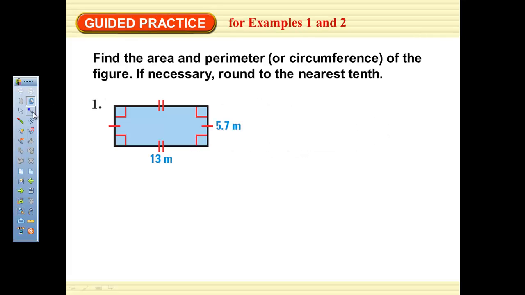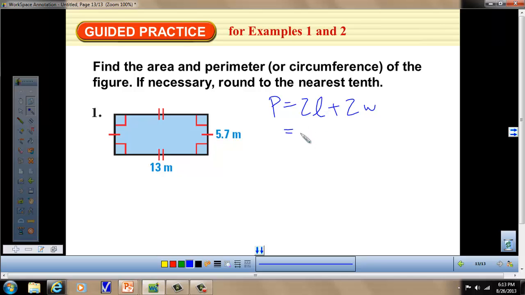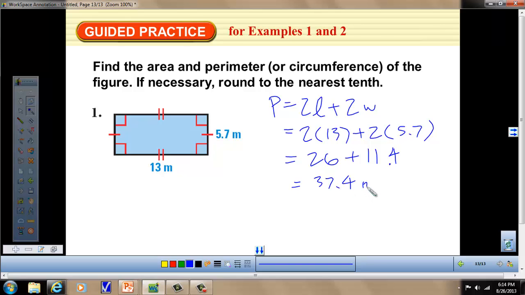Here's another one where we have to find perimeter and area. I'm going to start off finding perimeter. Again, the formula is 2 times the length plus 2 times the width. So we're going to have 2 times 13 plus 2 times 5.7. So here we get 26, and over here we get 11.4. So if we add those two together, we get 37.4 meters.